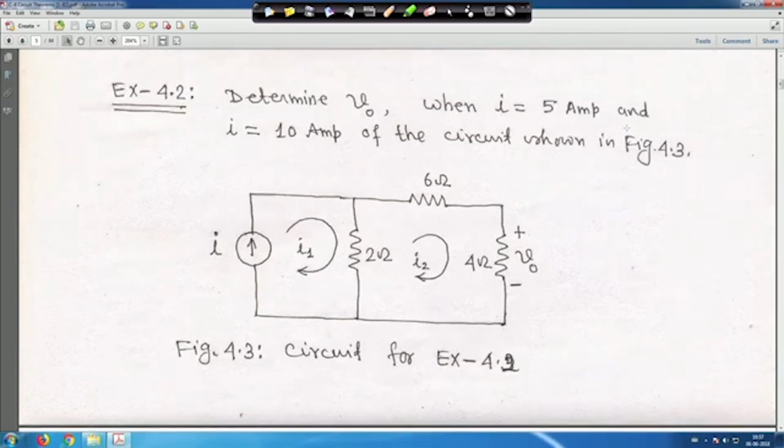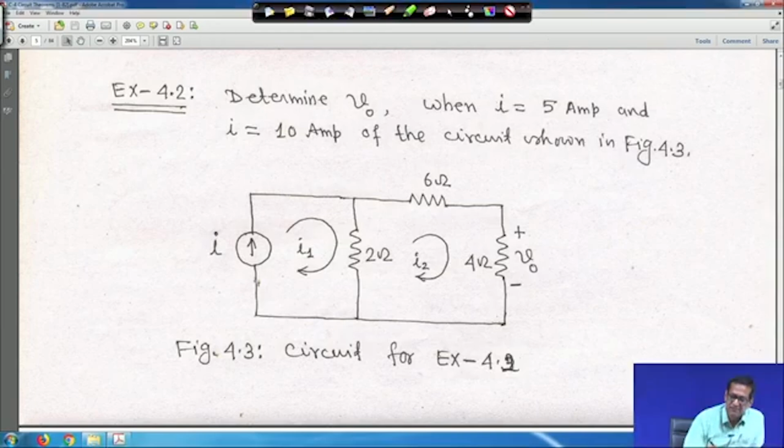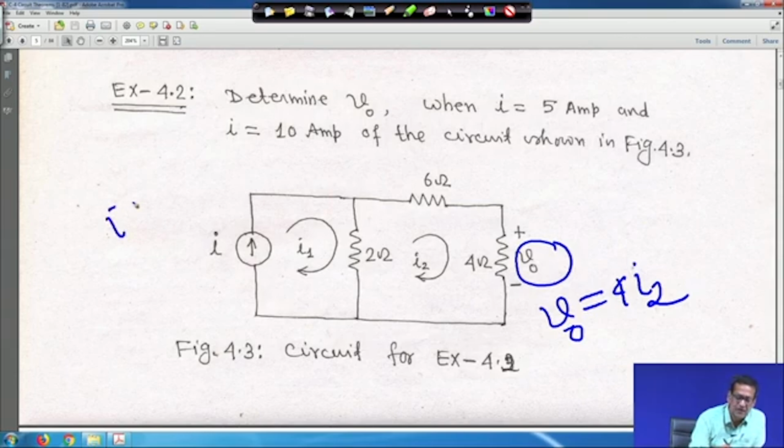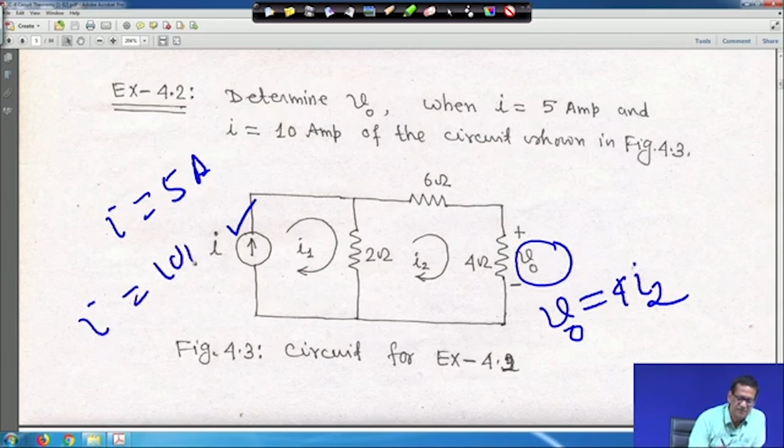Here I is a current source, and you find V0, this voltage. V0 is equal to 4 into I2. You have to find V0 when I is equal to 5 ampere, and in another case when I is equal to 10 ampere. If 5 ampere goes to 10 ampere, the current is doubled, so naturally V0 also has to double when you solve it. Accordingly, please solve it.